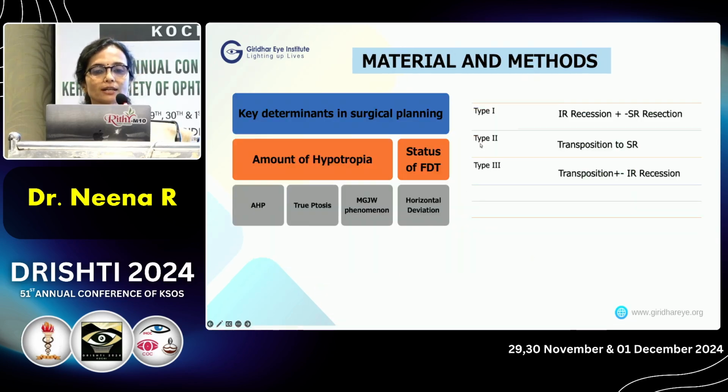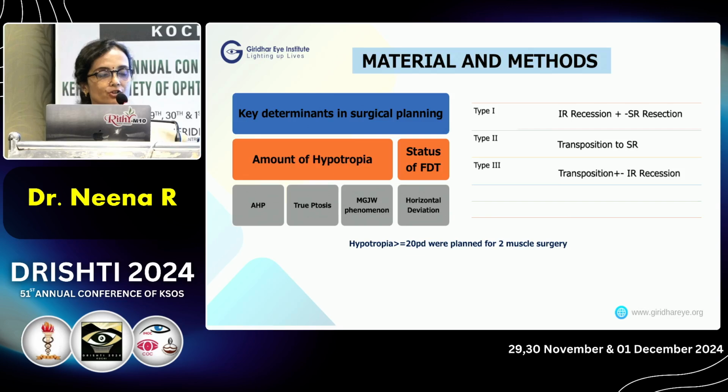Coming to the surgical planning, the amount of hypertropia, status of the forced duction test, presence of abnormal head posture, true ptosis, Marcus-Gunn jaw-winking phenomenon, and horizontal deviations were key determinants in our surgical planning. If we had a type 1 MED, we mostly advocated a weakening of the inferior rectus with or without superior rectus strengthening. If we had a type 2, we mainly advocated a transposition surgery to the superior rectus, and for type 3, a combination.